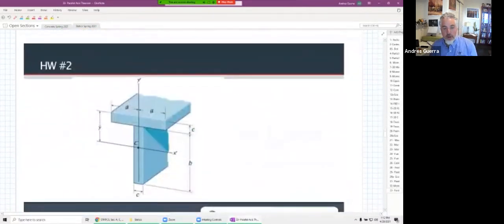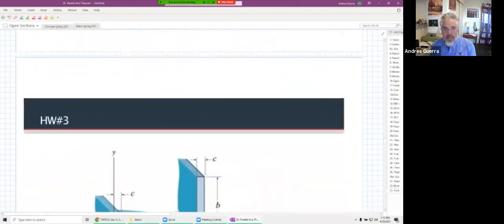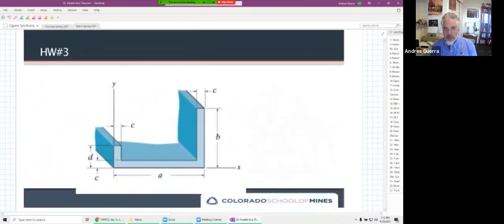And then our homework problem number 2, you can see it's a composite shape composed of 2 rectangles. Well, if we can find the moment of inertia for each rectangle, then we can find the moment of inertia for the composite using the parallel axis theorem. Homework number 3 is a shape that we could break up into 3 different rectangles. And again, if we can find the moment of inertia for each rectangle, we can find the moment of inertia for the composite.